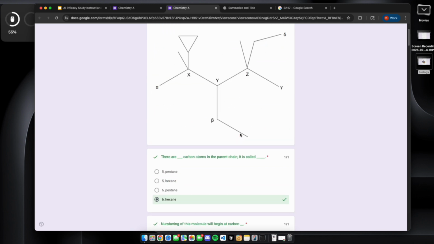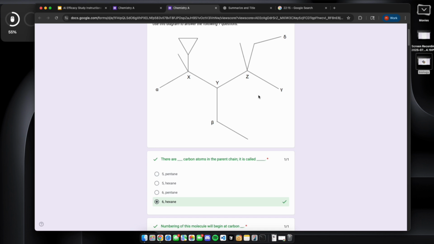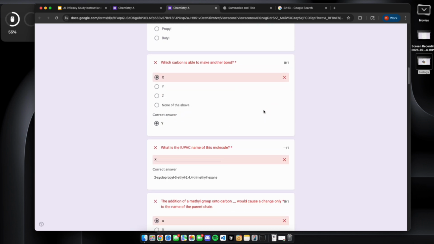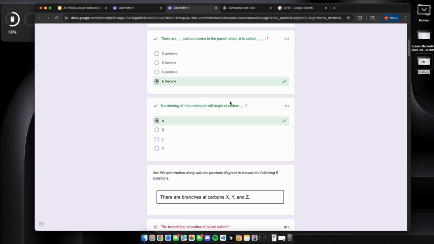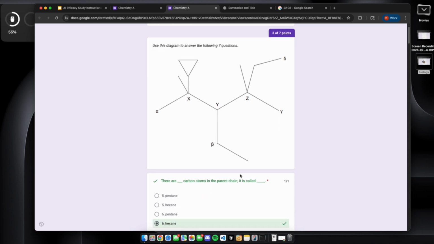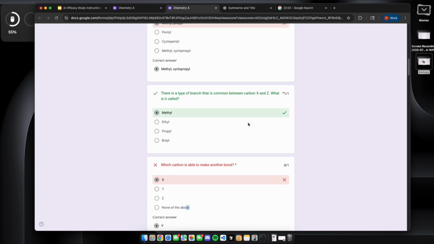Which carbon is able to make another bond? Why is it Y? Now, oh, maybe it's this another line right here. But wouldn't that be the same thing with these two? Let's ask.